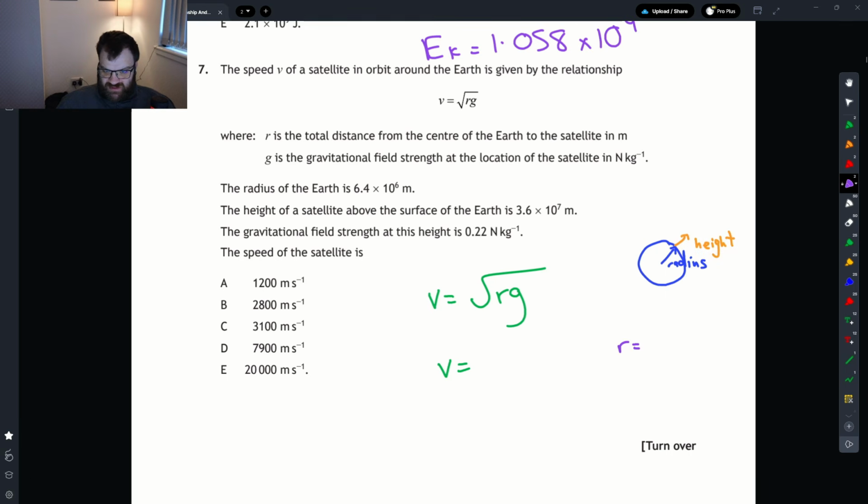So R is going to equal 6.4 times 10 to the 6. Add on that 3.6 times 10 to the 7. Make that to be 4.24 times 10 to the power of 7.